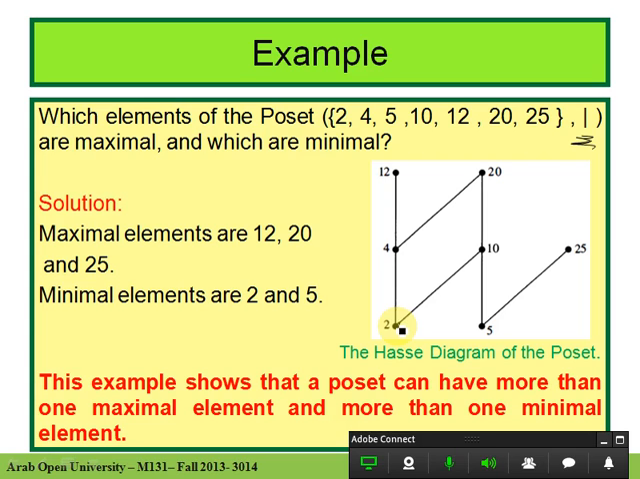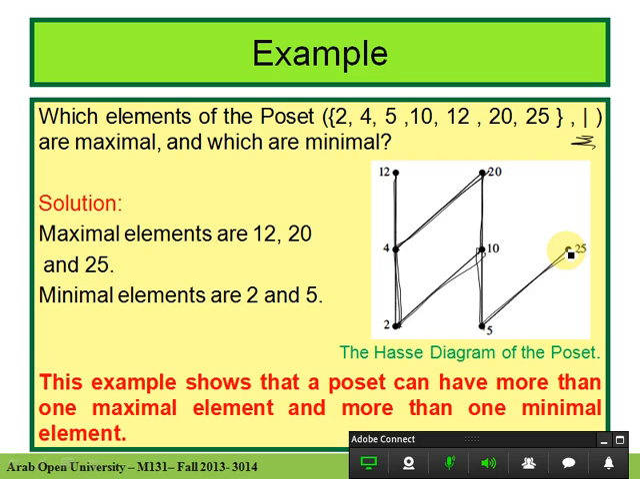10 and 20. So 2 has a relation with 10, 4, and 12, and 2 also has a relation with 20. Right? Because 4 has a relation with 20. Yeah, 4 also has a relation with 2. Okay, the next is 5. 5 has a relation with 10 and 10 with 20, and 5 has a relation with 25 separately.